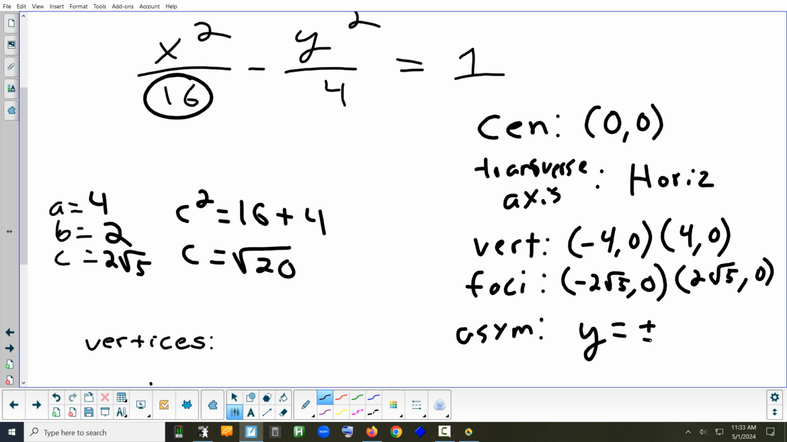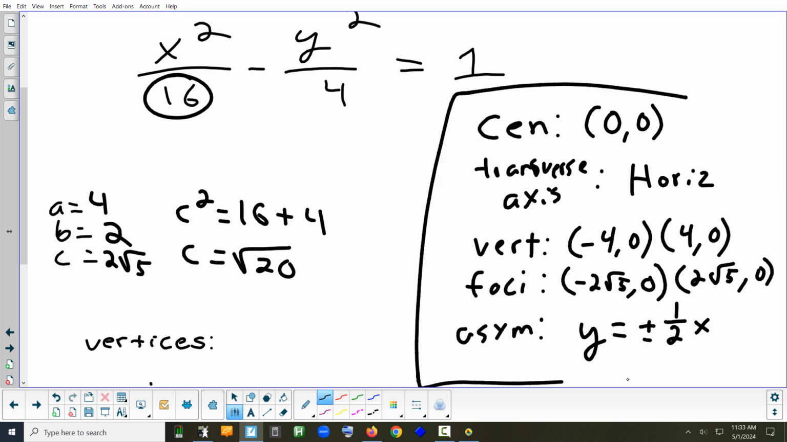And what's my slope going to be? 1/2. It's b over a, 2 over 4. 2 over 4 reduces to 1 over 2. Okay. Any questions on finding all of those, especially the asymptotes, because that's a new one?